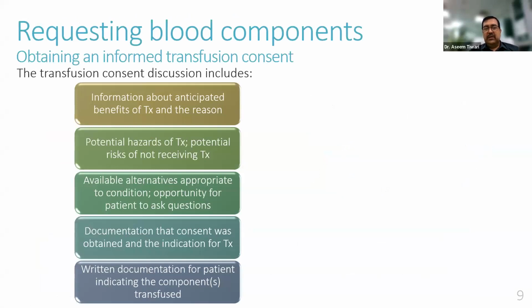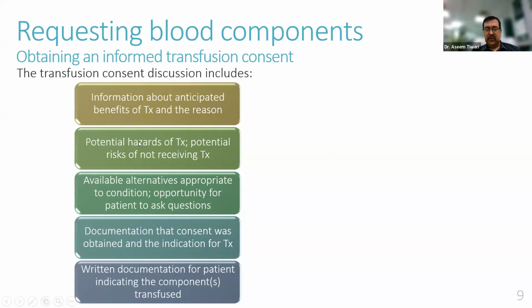Now, once the patient has been identified and the sample is collected, we also need to take a transfusion consent from the patient. And the transfusion consent discussion, according to the WHO guidelines, has to include information about the anticipated benefit of transfusion and the reason for transfusion. So, for example, if there is a surgery and there is an expected loss, then the patient needs to be told that there is an expectation that there would be blood loss, and that's the reason why he may be given transfusion.